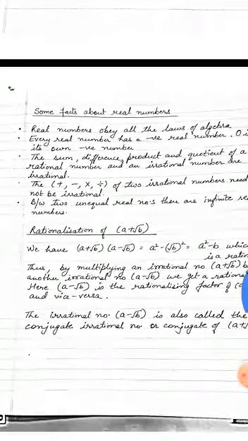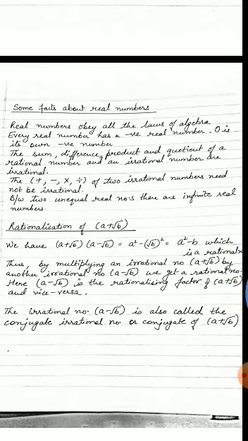Now we have the concept of rationalization. Rationalization of a plus root b. We have a plus root b and multiply it by a minus root b. Here we see that the identity can be used: a plus b and a minus b. So it reduces to a square minus root b whole square, which comes out to be a square minus b. The result is a rational number.